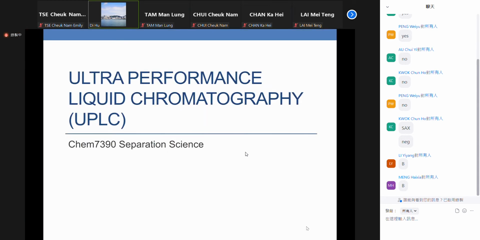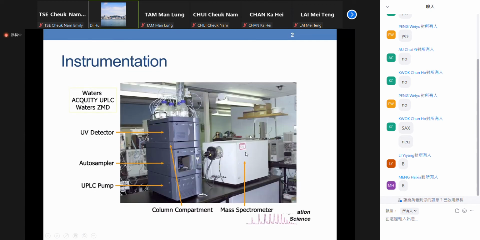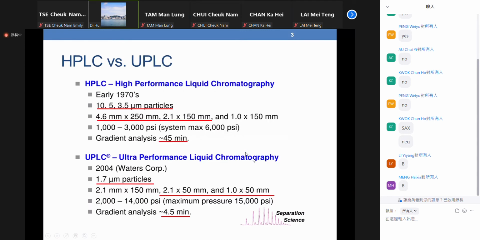The main difference between HPLC and UPLC is actually dP, the diameter of the particles, the packing materials in a column. The instrumentation is very similar to HPLC, with different modules added together: a pump, a sampler, a UV detector, and it can also be a mass detector. Let's look at the HPLC and the UPLC in a comparison.